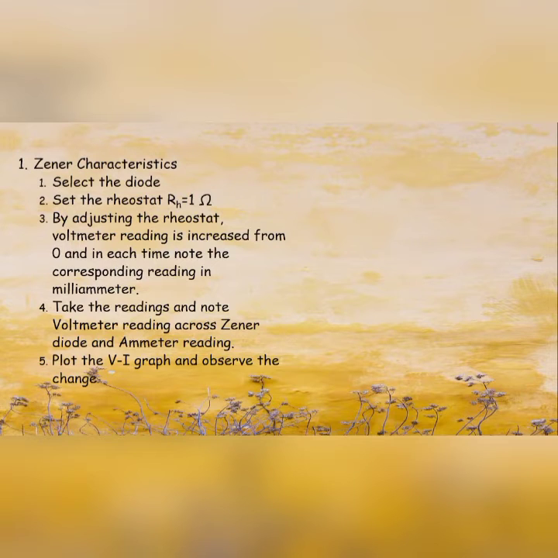Last, for the zener characteristic, first start the diode and set the rheostat to 1 ohm. Adjusting the rheostat, the voltmeter reading is increased from 0, and each time note the corresponding reading in the milliammeter. Take the readings and note the voltmeter reading across the zener diode and the ammeter reading.